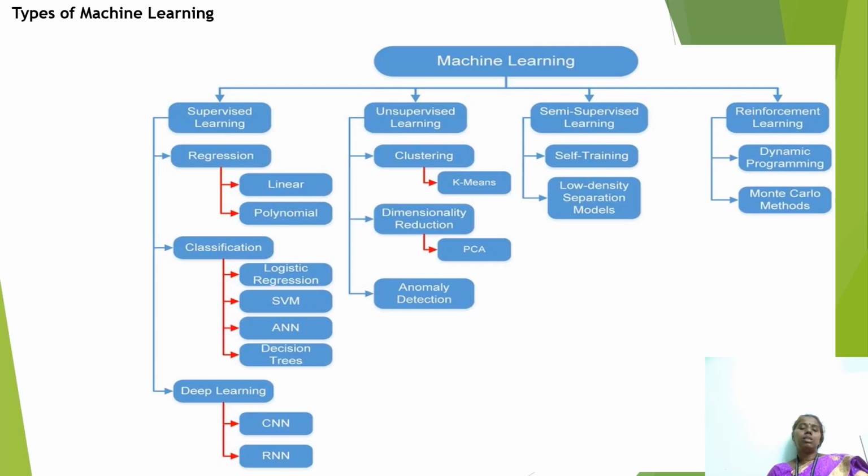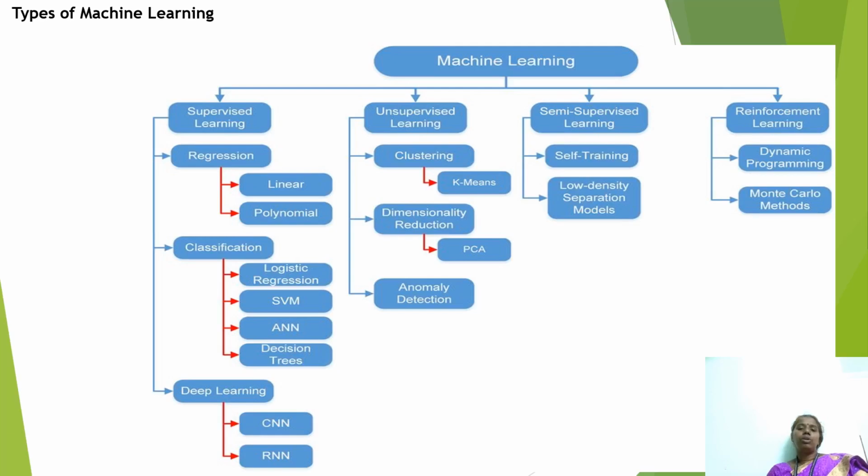So under regression, we have seen two types, linear and polynomial. Under the category of classification, we have seen four: logistic regression, support vector machine, artificial neural network, and decision tree. Under deep learning, we have seen two types: convolutional neural network and recurrent neural network.